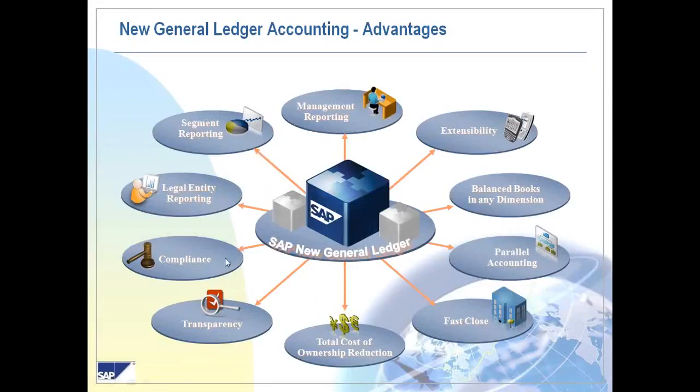It also supports compliance requirements, of course segment reporting, management reporting, and extensibility. It also supports balanced books in many dimensions. Parallel reporting or the ledger approach is also supported by the new GL concept. There is faster closing of the month-end process or the year-end process. And of course, the total cost of ownership is going to be reduced because of the new GL concept. There is a lot of transparency.